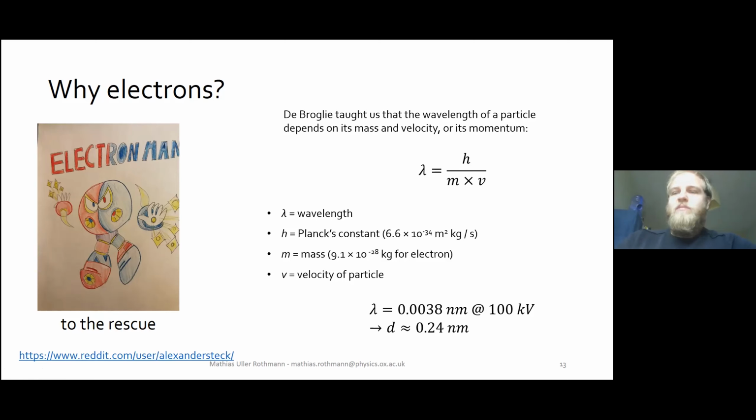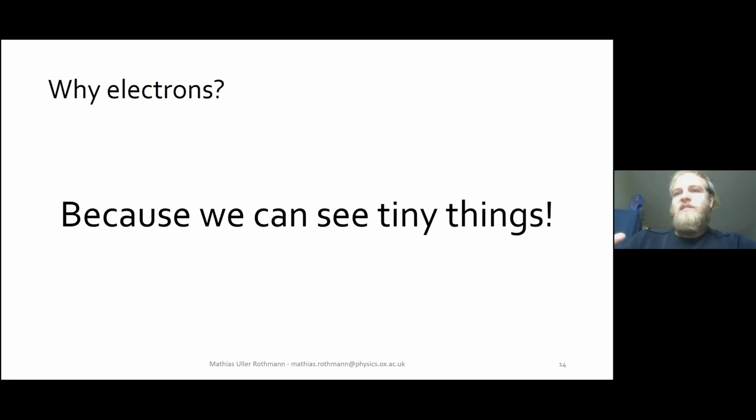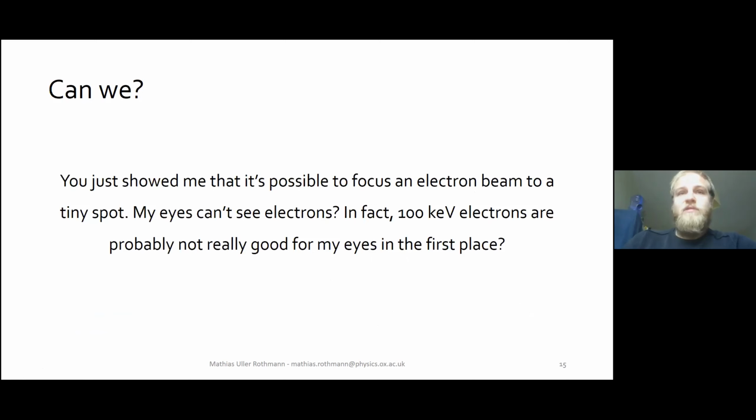In a typical microscope, this is at 100 kV, though we'd more commonly be running at 200 kilovolts, and we get a wavelength of a couple of thousandths of a nanometer, a couple of picometers, and a resolution that's less than 1 nanometer. So now we can actually start distinguishing things on an atomic level, or at least this means that we can focus a beam to allow us to do this. So we can see tiny, tiny things with electrons, which is very, very cool.